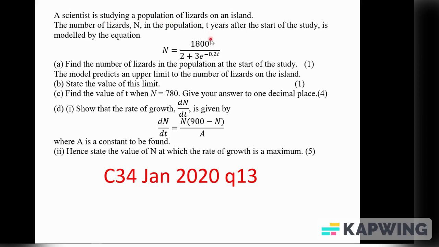We've got a scientist who's studying the population of lizards, which is n, in terms of time in years. It's got the n in terms of t, but the dn over dt is in terms of n rather than t, so we're going to have to do a bit of work later on for our 5 marks.